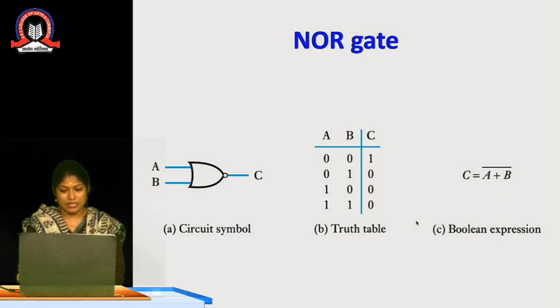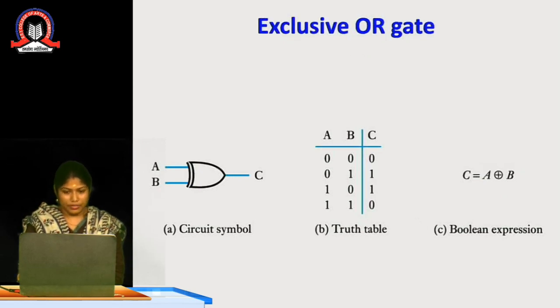Next is XOR. XOR gate is again a very important gate. It is a special purpose gate. What this gate says is that this comes under special purpose gates. This is the symbol of the XOR gate.